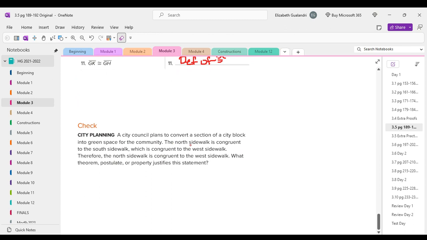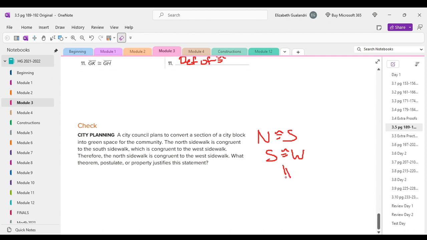The last one is just a thought-provoking question. A city council plans to convert a section of a city block into green space. The north sidewalk is congruent to the south. Okay, so north is congruent to south, which is congruent to the west sidewalk. So the south is congruent to the west. Therefore, it says the north sidewalk is congruent to the west sidewalk.